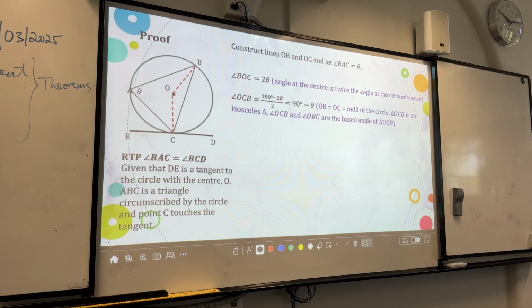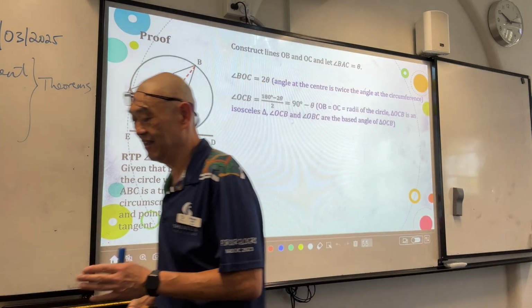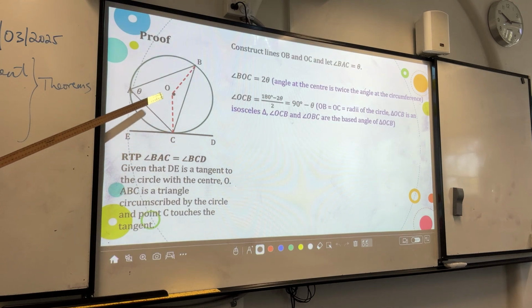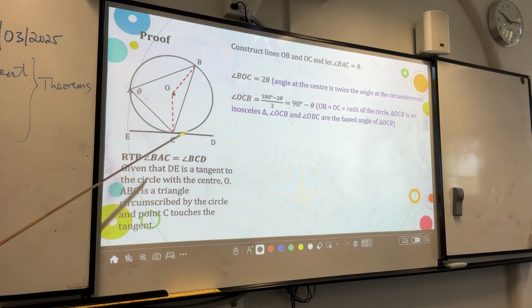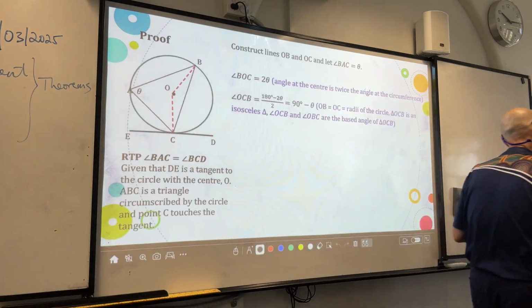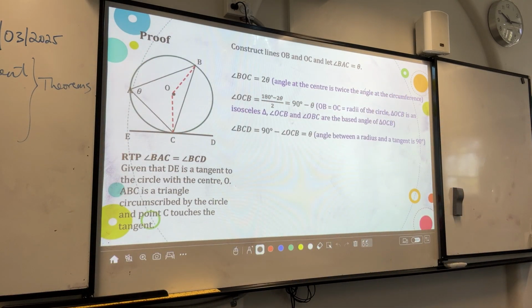Once you've done that, the other thing you need to look at is what I taught you yesterday, which is the angle between a radius and a tangent. What is that? 90 degrees. So that angle is 90 degrees. BCD equals 90 minus OCB, which equals theta, because the angle between the radius and the tangent is 90 degrees. And therefore, we have proved that BAC equals BCD. QED.